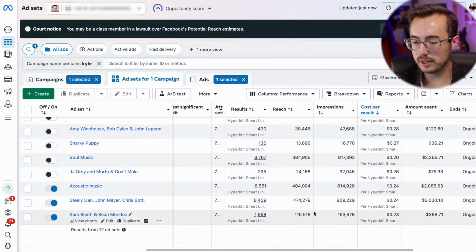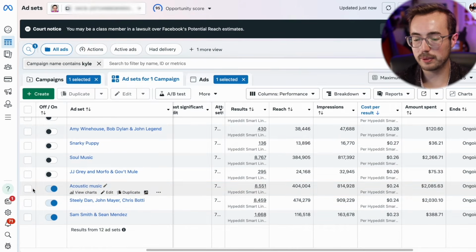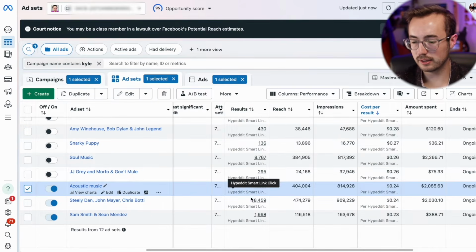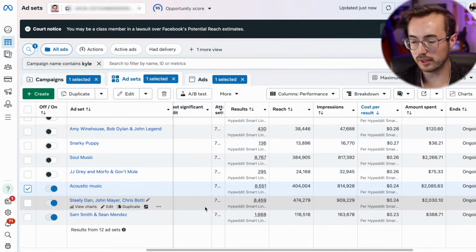And then if you go all the way down, by the end of the campaign, we were getting into the low to mid 20 cents per conversion, which is a super healthy place for a campaign to be even today in 2025. And that just goes to show that you should be setting up multiple options and testing them and running them in parallel to find out what is working best for you. And in the case of this campaign, the acoustic music ad set got us the most results and a very good cost per result. And it was almost tied with the Steely Dan ad set.